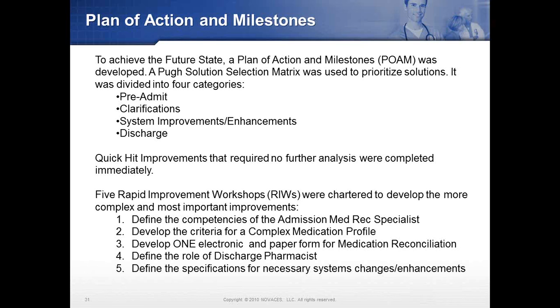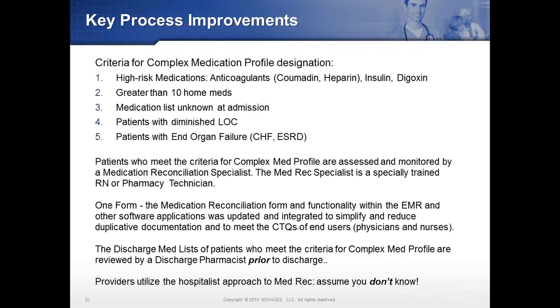Key improvements. Here are the criteria for complex med profile. High-risk meds such as Coumadin, heparin, insulin, DIG. Greater than 10 home meds. We looked at the research, of course, and we saw a couple of numbers out there, but based on our statistical analysis, 10 was the right one.